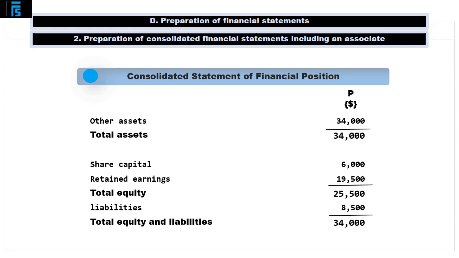Moving on to the equity section. The share capital of the group is always the same as the share capital of the parent, so €6,000. The group retained earnings total derived in working 5 was €19,500, giving an overall consolidated equity balance of €25,500. Group liabilities are simply the sum of the relevant P and S numbers, producing €8,500, which brings the balance of consolidated equity and liabilities to €34,000.